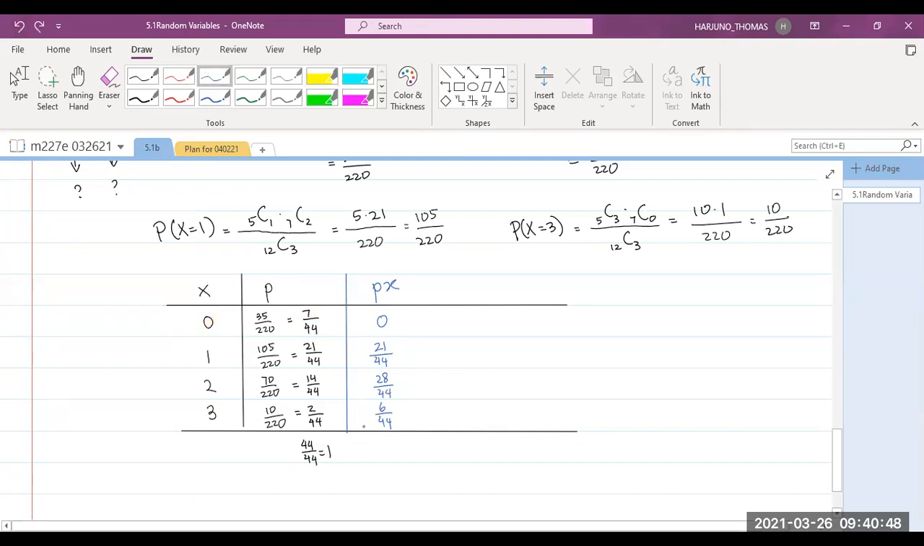And then when I add this, I wonder what's this? That's 55. Yeah, 55 over 44. That's 5 over 4, which is 1.25. So the expected value, the number of men in the committee of 3, in this case, will be 1.25 on average. Yeah, if you do this experiment or do this selection many times, then on average, you end up with 1.25 men in the committee.